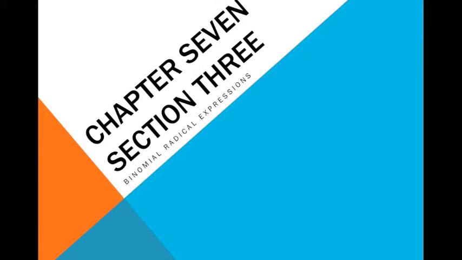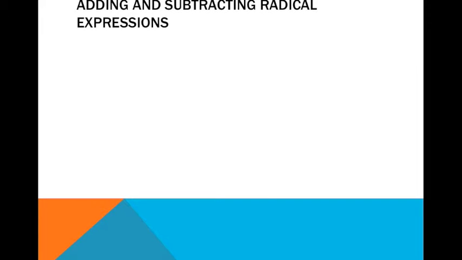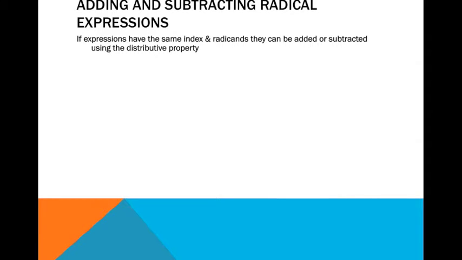Now that we are in section 3, we are going to work on adding and subtracting radical expressions. If expressions have the same index and radicand, they can be added or subtracted using the distributive property. First we have 5 cube root x minus 3 cube root x. Simplify that and you'll get 5 minus 3, which equals 2 cube root x.